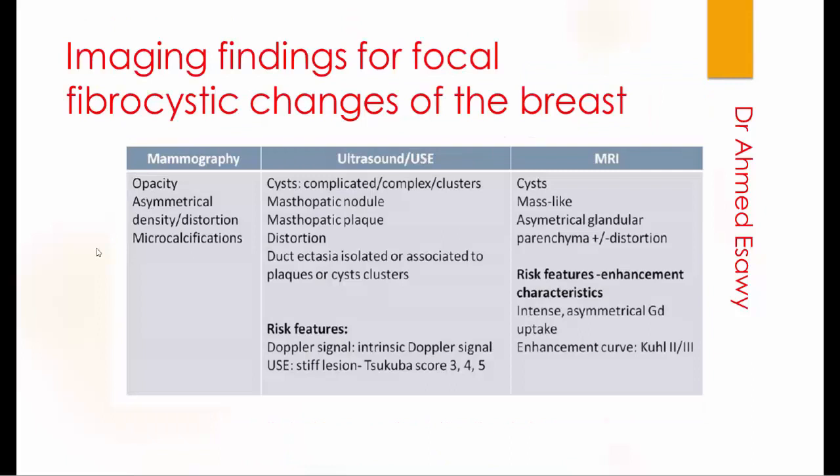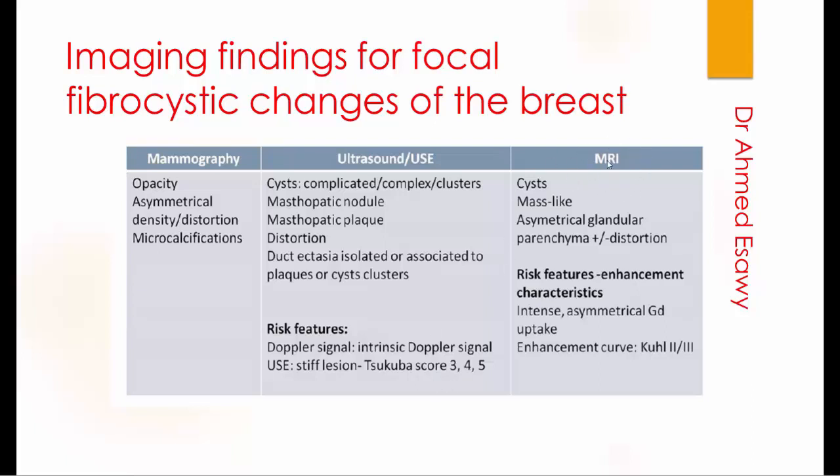Imaging findings of focal fibrocystic changes of the breast. In mammography: opacity, asymmetrical density, distortion, microcalcification. On ultrasound and elastography: cysts, either complicated or complex, present in cluster or single, mastopathic nodule, mastopathic plaque, distortion, duct ectasia isolated or associated with plaques or cyst cluster. Risk factor in ultrasound study by Doppler: intrinsic Doppler signal. Ultrasound elastography risk factor: stiff lesion, score 3, 4, 5.